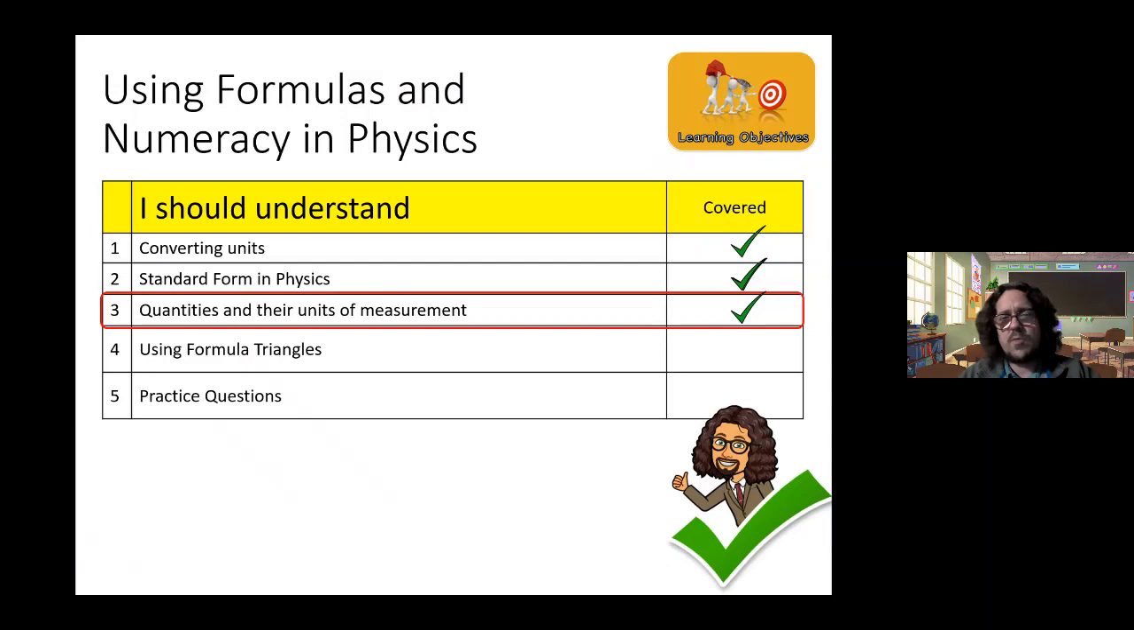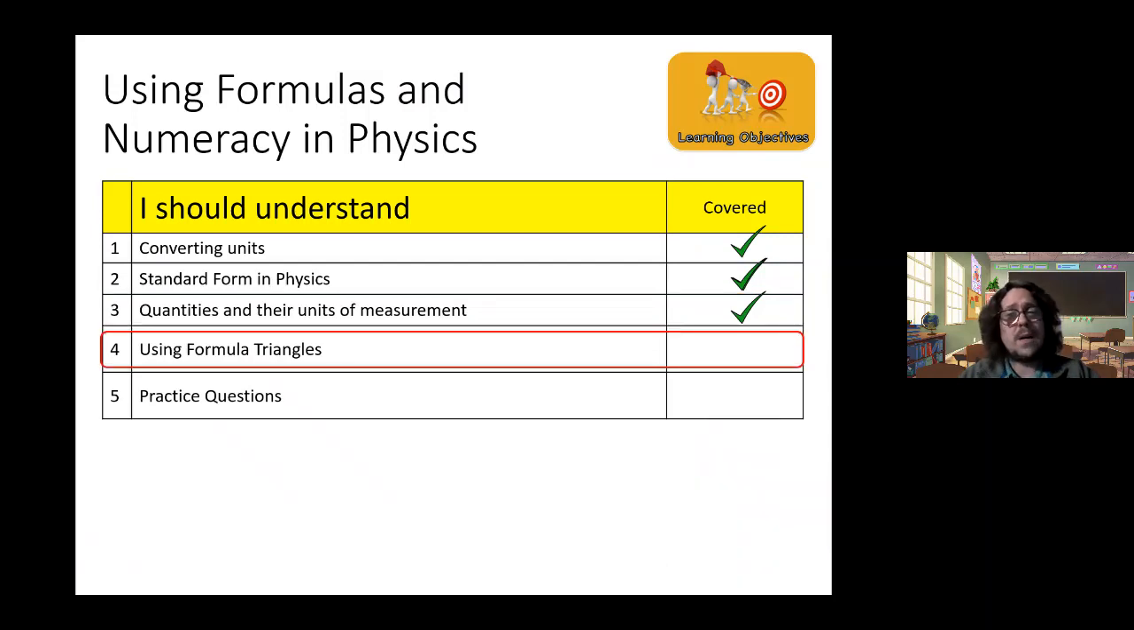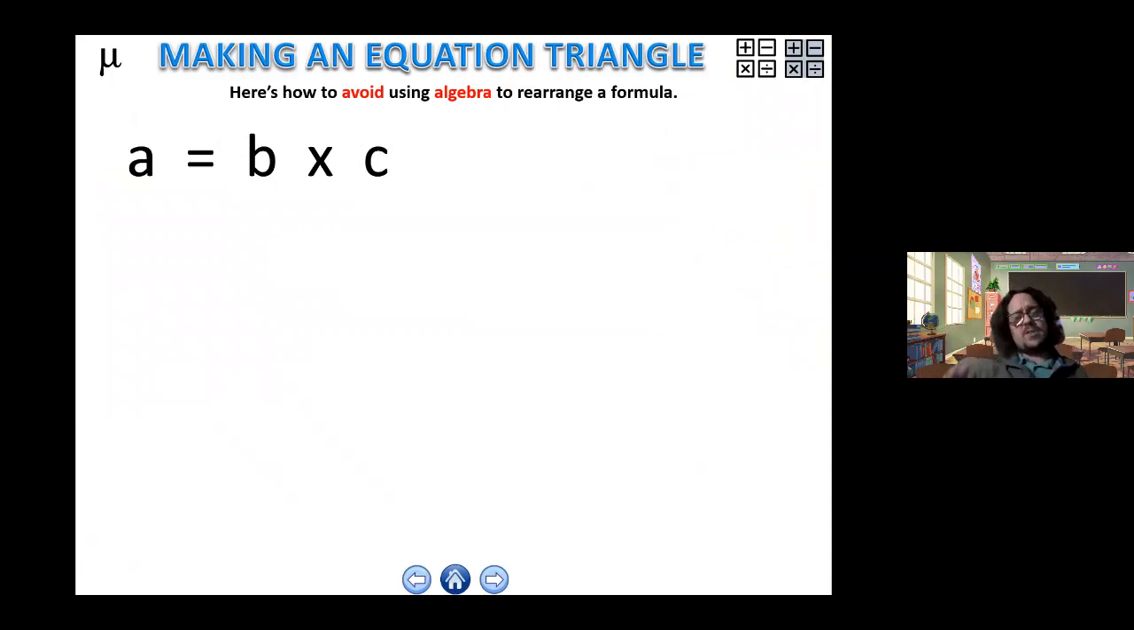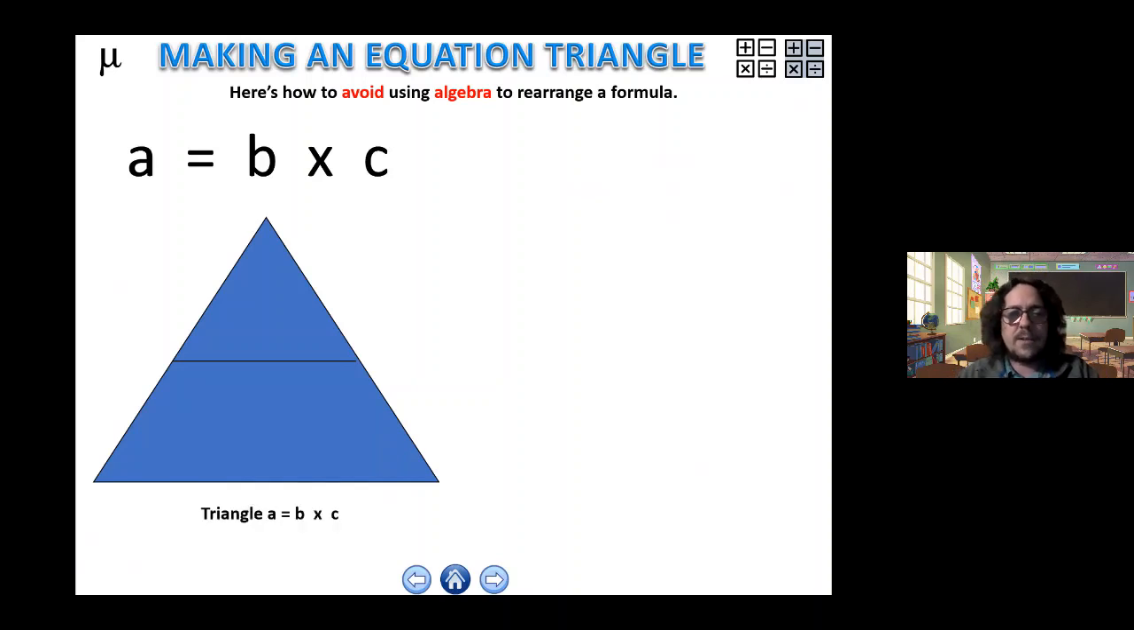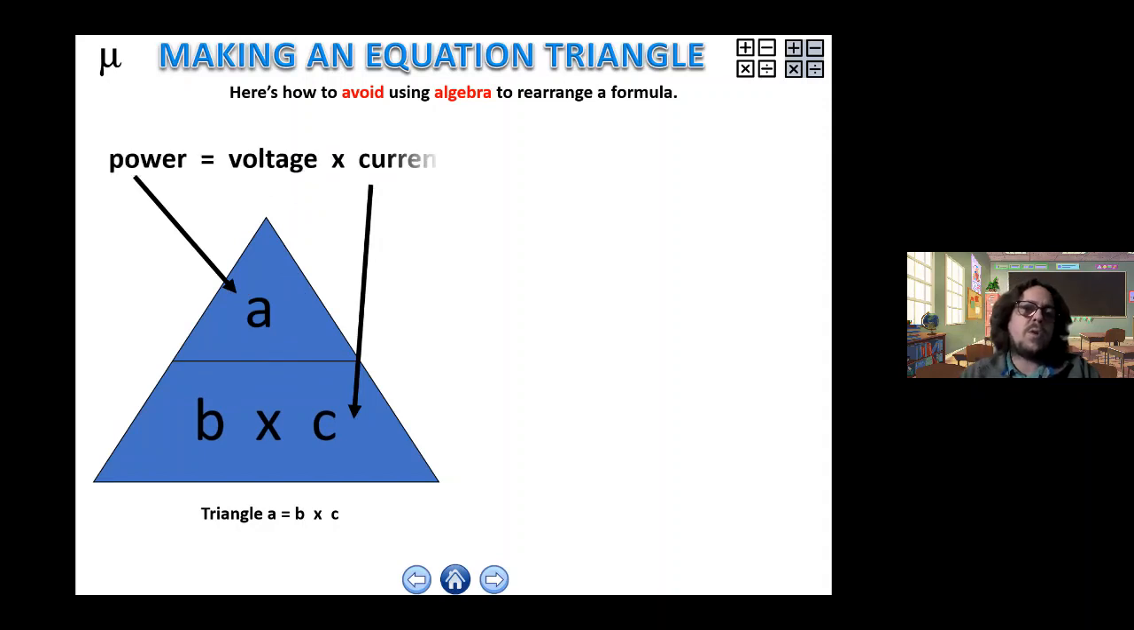Next, this is the really important bit now, using formula triangles. Now, again, I'm sure a lot of you might know how to do this, and that's fine, but this is a video for all, so we're just going to make sure that we all know how to use a formula triangle. So if I've got a formula in this format, then I can draw myself a little triangle, and I can then put these quantities into a formula triangle like so. So if this were a real equation, like for example, power is equal to voltage times current, then power would go on the top and the voltage times current bit would go underneath, like so.